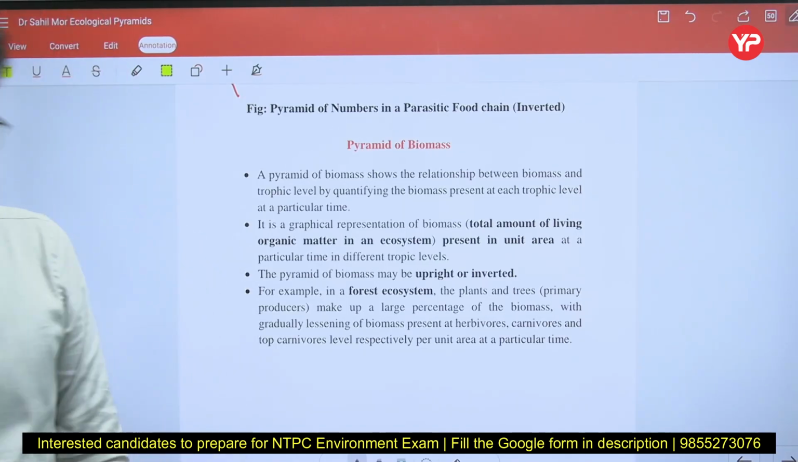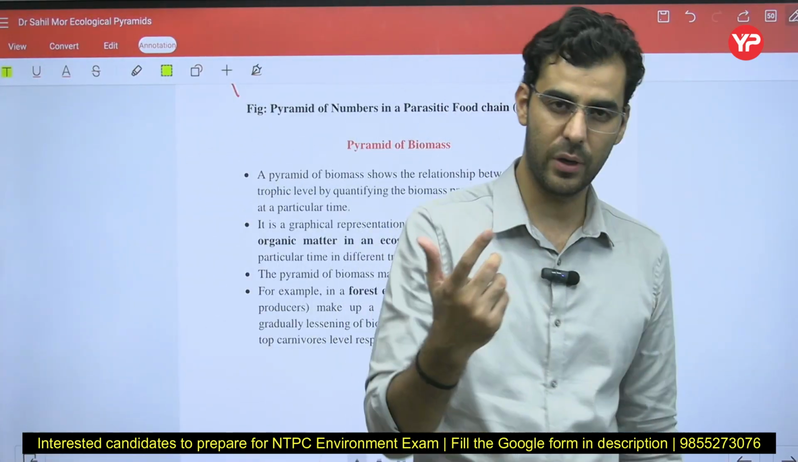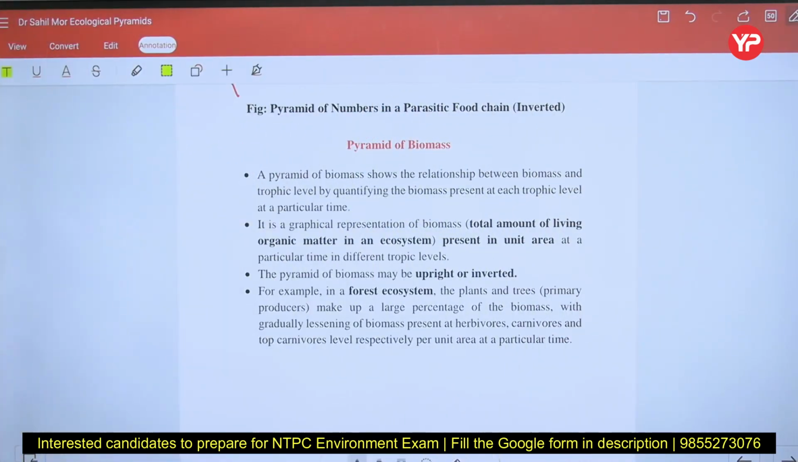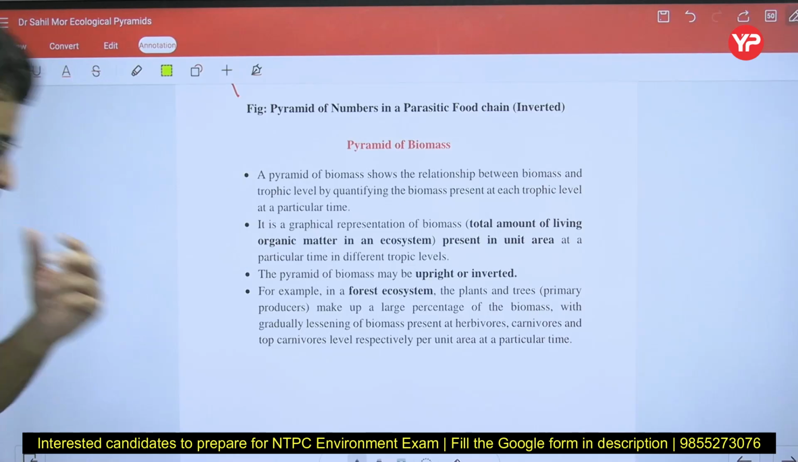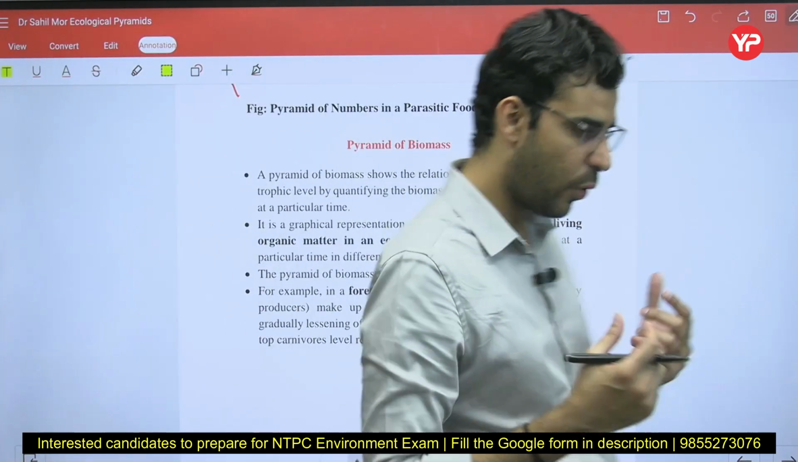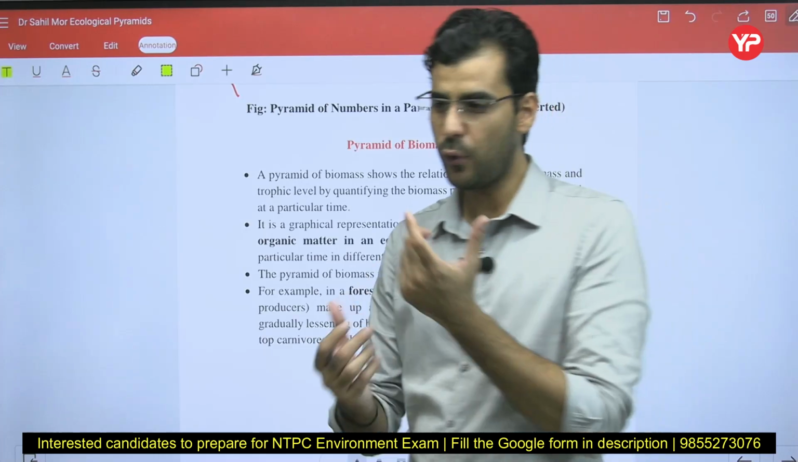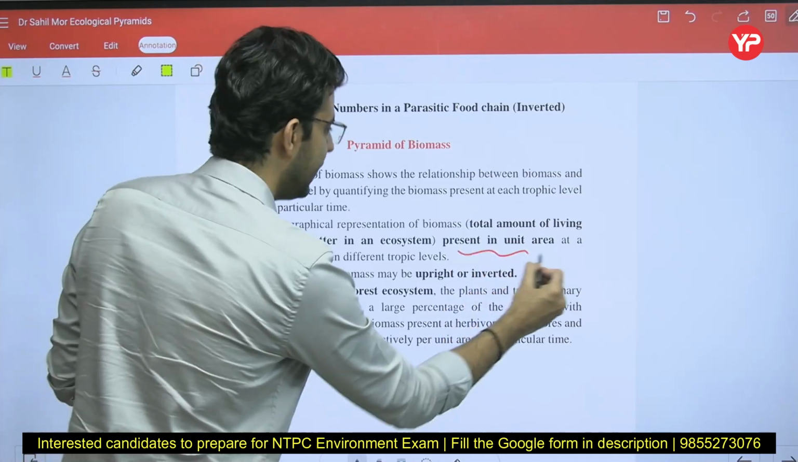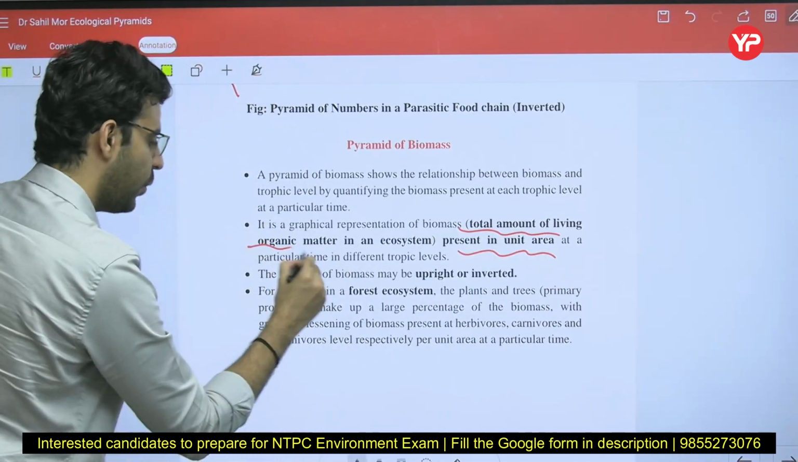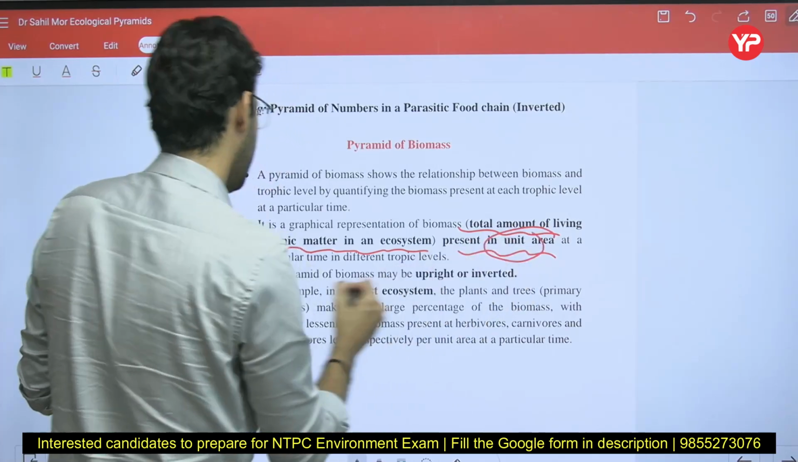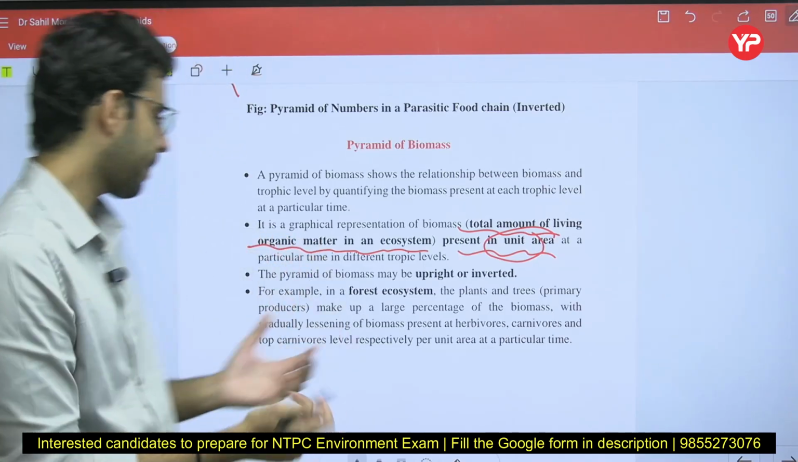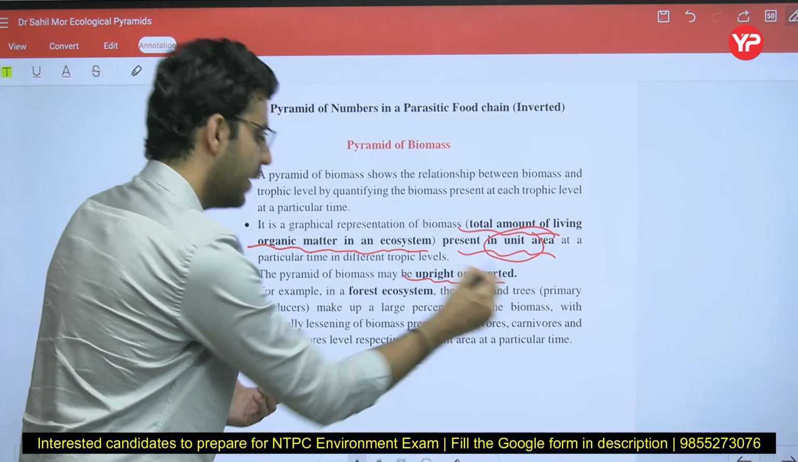So we have covered all the examples for pyramid of number. After pyramid of number, next will be pyramid of biomass. What is pyramid of biomass? It basically represents the total amount of organic matter present in an ecosystem, in unit area, the total amount of living organic matter. अब यहाँ पे हम बायोमास की बात करेंगे, कितना ऑर्गेनिक मैटर है, पहले हम नंबर्स की बात की थी. It may be upright or inverted, it can be both.